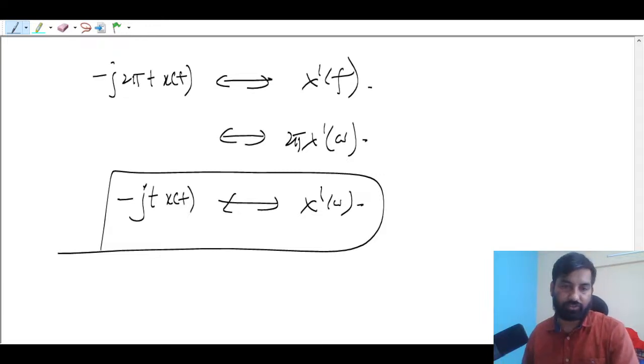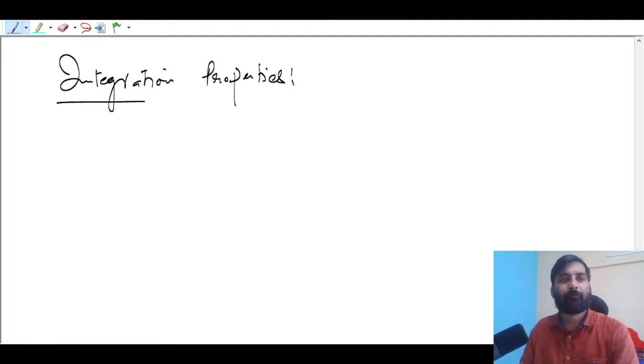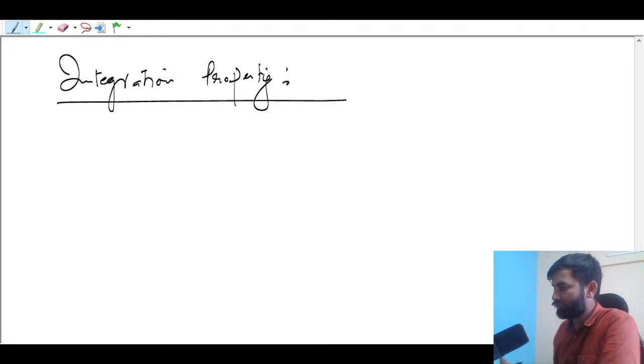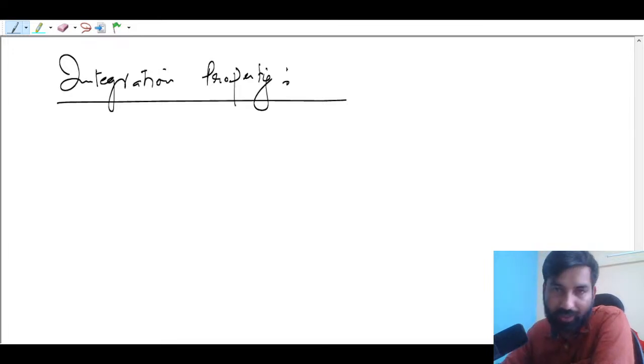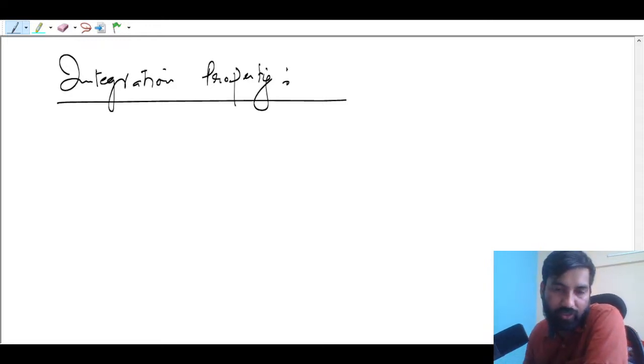Now there is an integration property. The integration property is very important because many questions have been asked from this property. What do you have to study in the Fourier transform? First of all, you should know the analysis equation, the synthesis equation, and then you should know the properties. If you know the properties, you can play with the Fourier transform. I will solve many questions, don't worry.